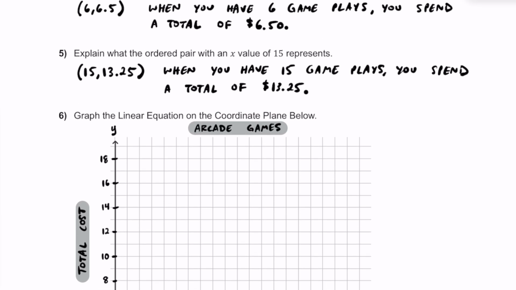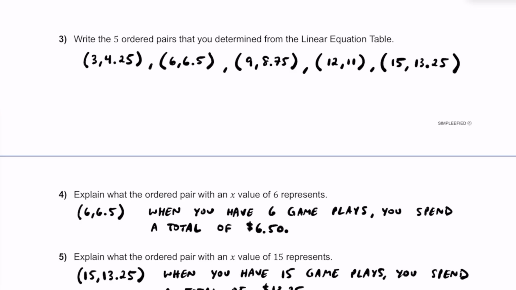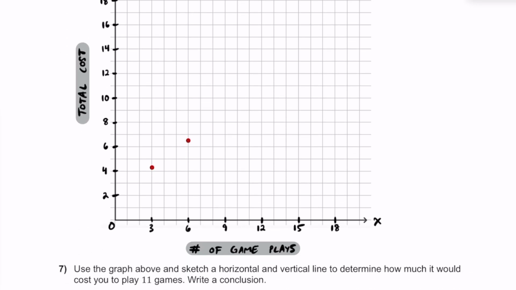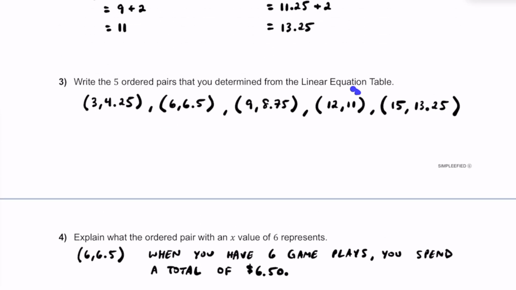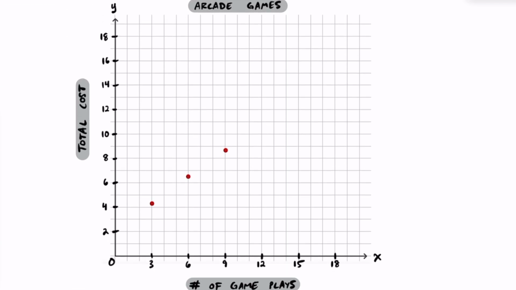Let's see if we have our third ordered pair. That's going to be 9 comma 8.75. So let's go ahead and put an ordered pair here. Let's go over to 9 gameplays. Here's 9. And then what was it? It was $8.75. So here's $8. Here's $9. I think $8.75 would be right around here. Okay. Next one is going to be 12 gameplays for $11 total. So let's go over to 12 gameplays. Let's go all the way up to $11, something like right here. That one should be pretty nice.